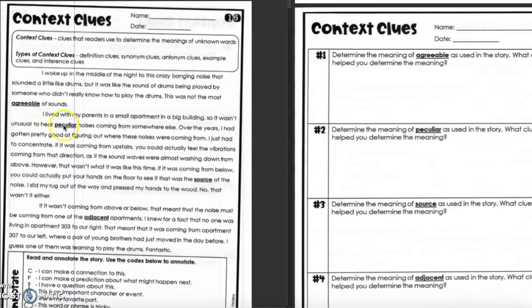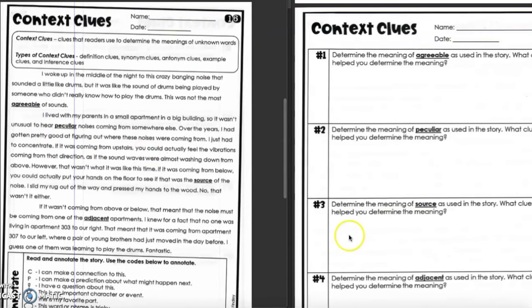Well, let's put unusual in place of peculiar and see if it makes sense. I lived with my parents in a small apartment in a big building, so it wasn't unusual to hear unusual noises coming from somewhere else. It sounds a little funny because I'm saying unusual twice back to back, but it does make sense. It wasn't unusual to hear unusual noises or weird noises or strange noises. All right, I'm going to give you a break in the video and I want you to try 3 and 4 on your own, and then we'll come back and go over them together.